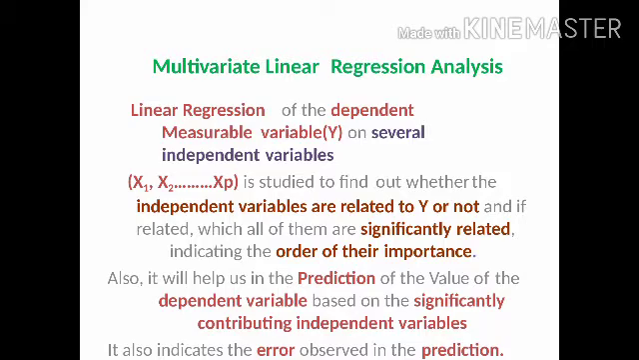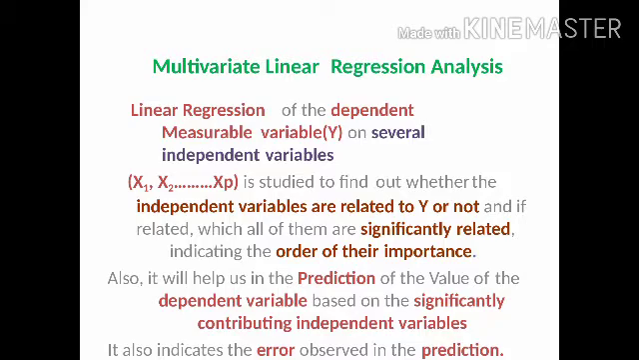Linear regression of the dependent measurable variable, considered as y, on several independent variables x1, x2, etc. xp is studied to find out whether the independent variables are related to y or not, and if related, which of them are significantly related, indicating the order of their importance. Also, it will help us predict the value of the dependent variable based on the significantly contributing independent variables. It also indicates the error observed in the predictions.